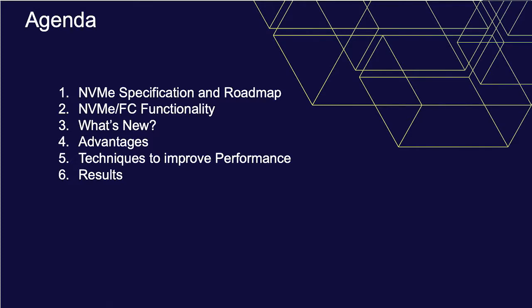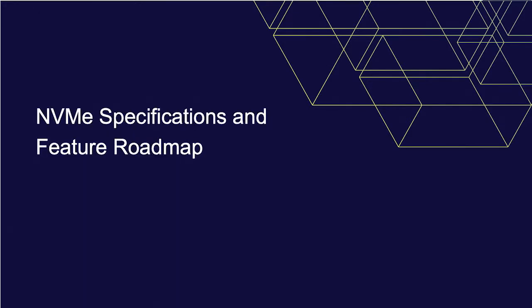So I'm going to talk about where the specification is and the roadmap, what NVMe functionality, what's new in the standard, what are the advantages, and we did some real good performance improvement where the latency is really low, comparable with RoCE for similar speeds, and the IOPS are really high. So just want to go over the techniques and the results of that. And my partner from VMware would cover VMware's angle on the fabrics, what they did, and where they are.